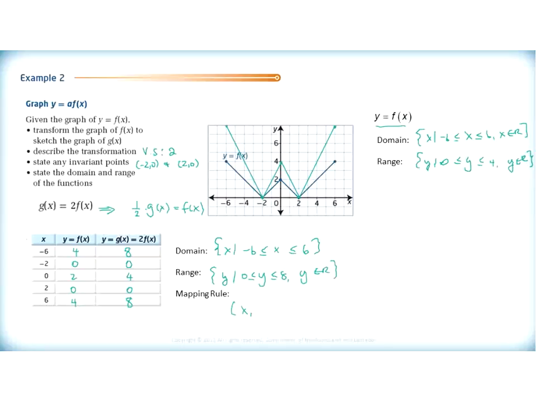Let's state the mapping rule, because it's important to be able to get the mapping rule for all of these. The mapping rule is simply going to be, because it has a vertical stretch of 2, x, 2y. That's a vertical stretch of 2 units. Okay, so there's an example of a vertical stretch.